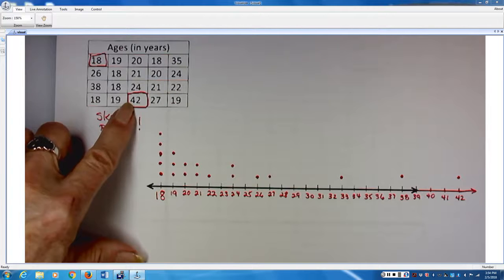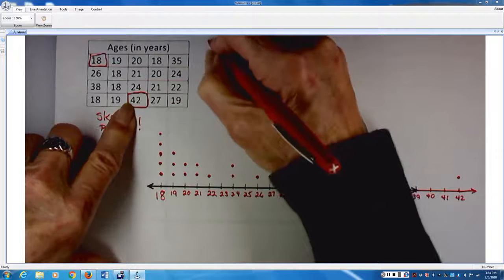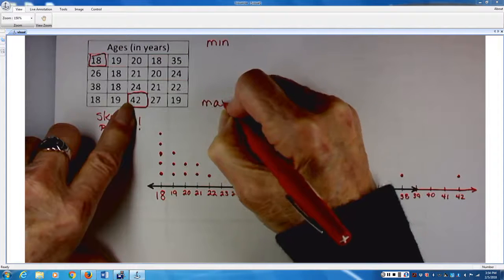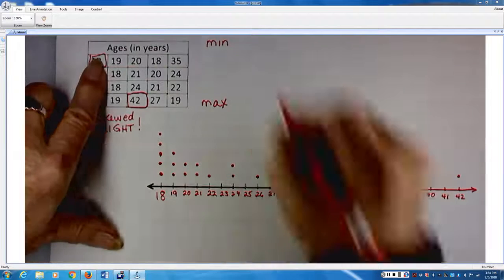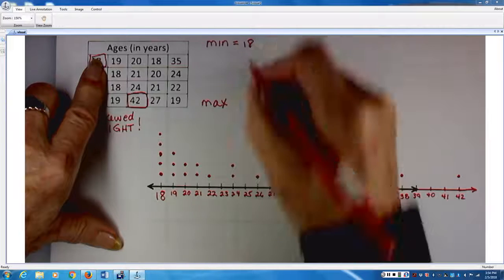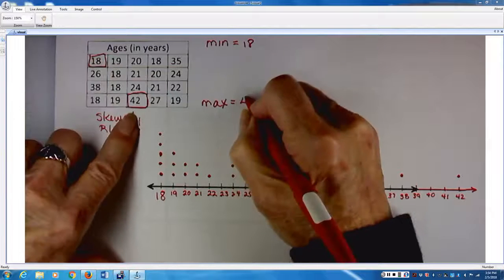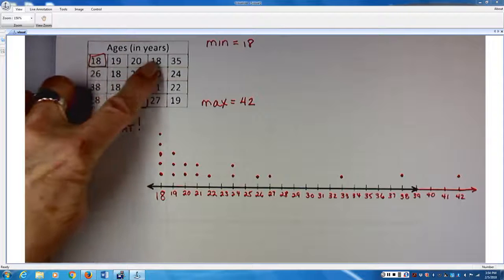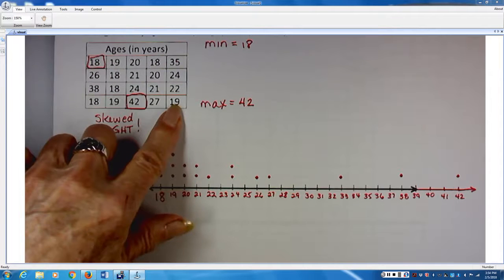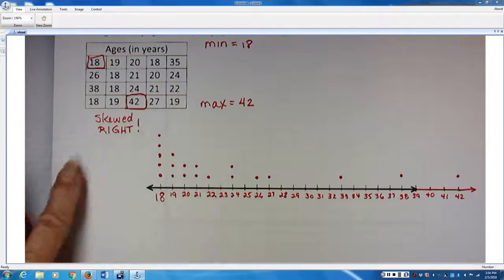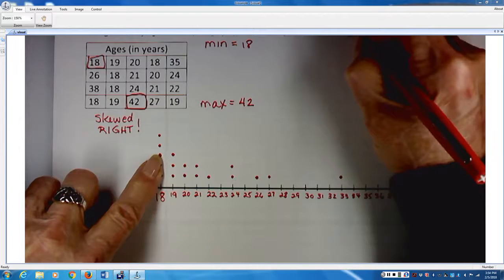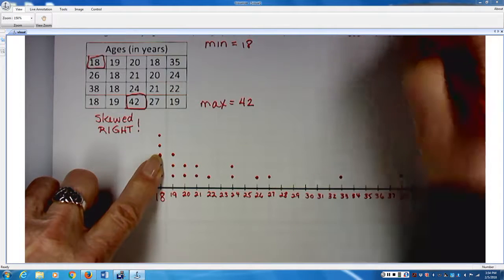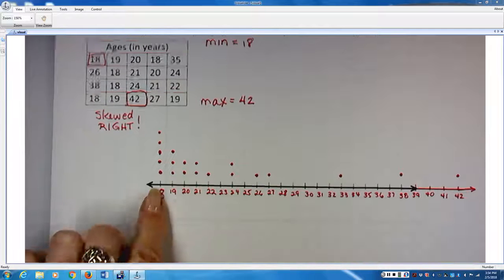I've already found the maximum and the minimum age. The minimum age was 18 and the maximum age was 42. And I know that I have 1, 2, 3, 4, 5 times 4 is 20 students, and they're represented by those 20 dots.